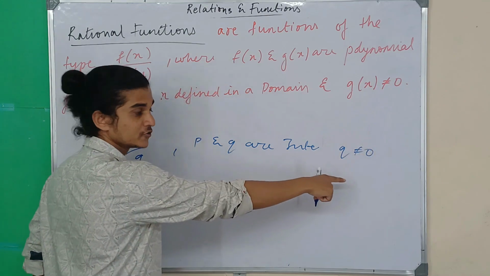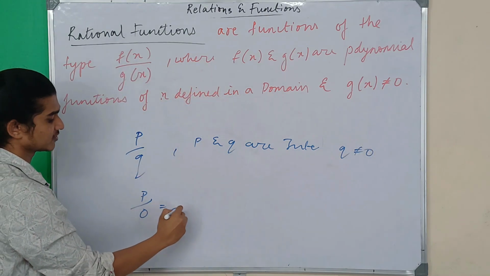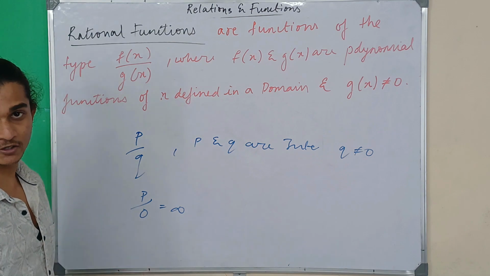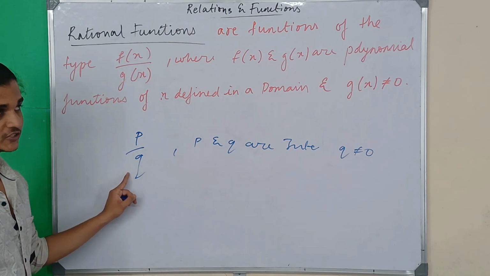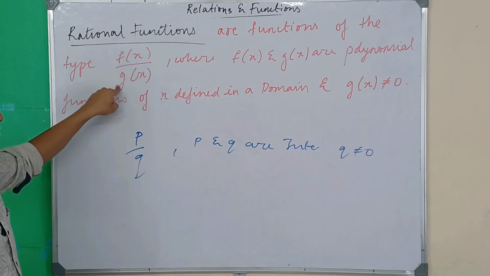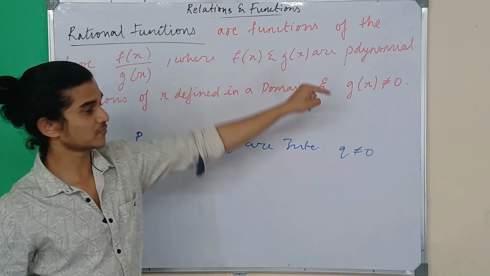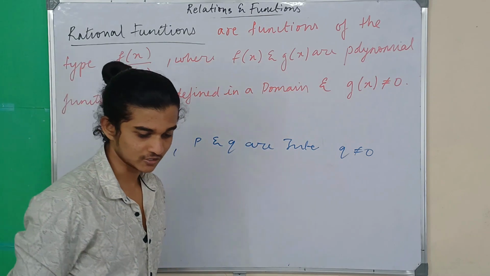Why is q not equal to 0? Because if q becomes 0, what happens? p by 0 is infinity, which is not defined. So we have to exclude all those kinds of numbers. That's why we define this as not equal to 0. In the exact same way, we define a rational function: f of x by g of x, where f of x and g of x are polynomial functions, and g of x is not equal to 0. So this was rational function.